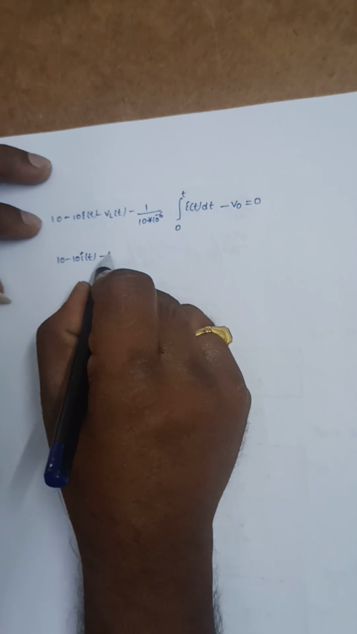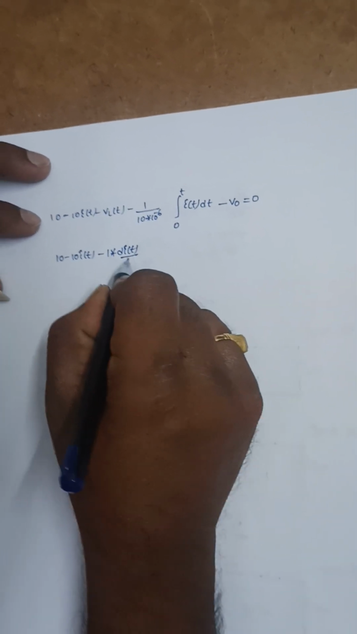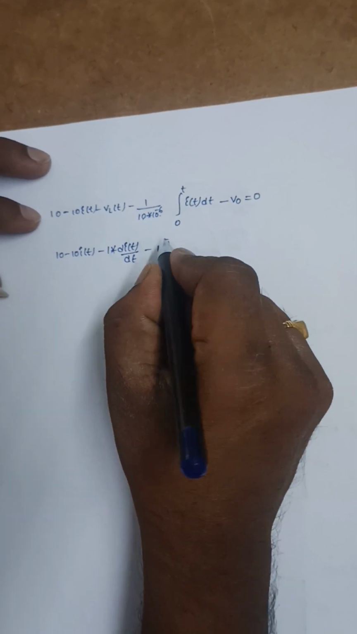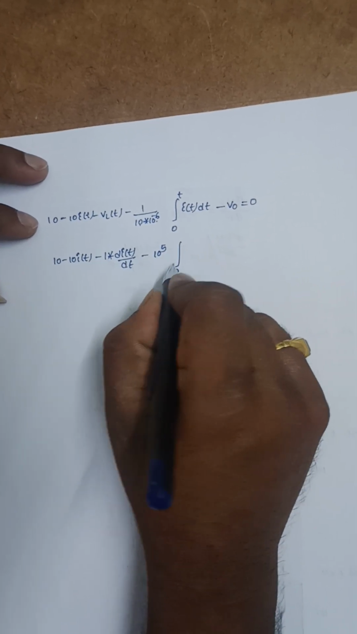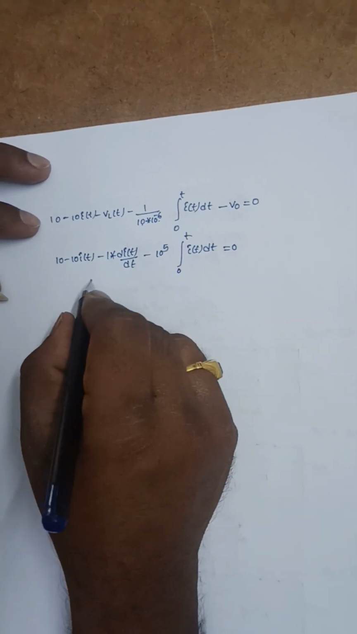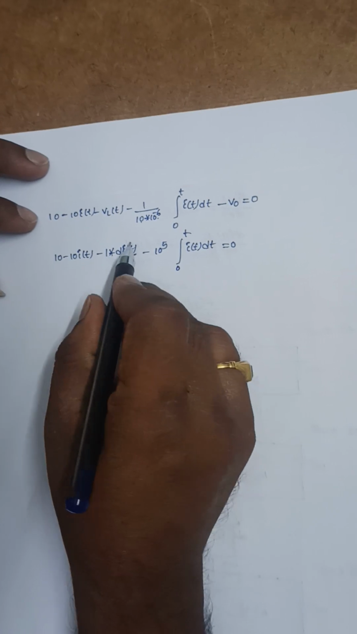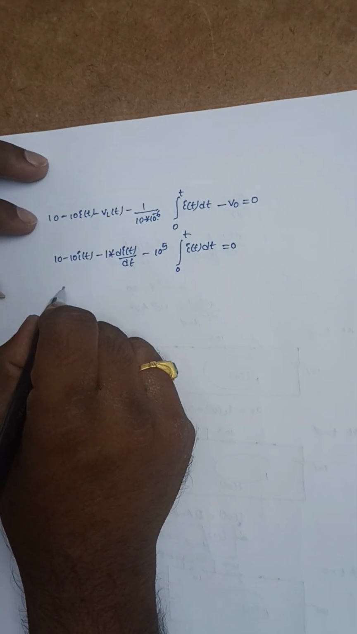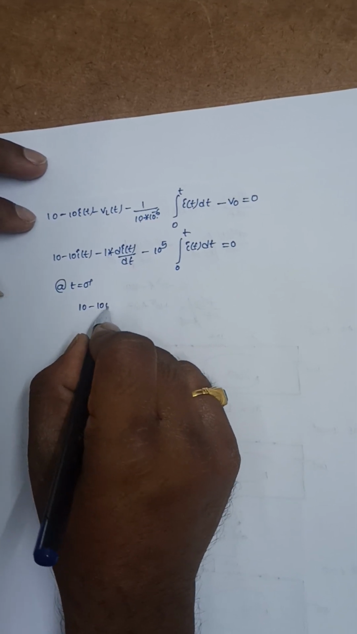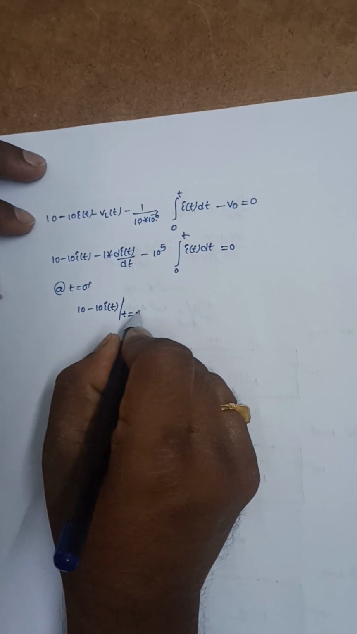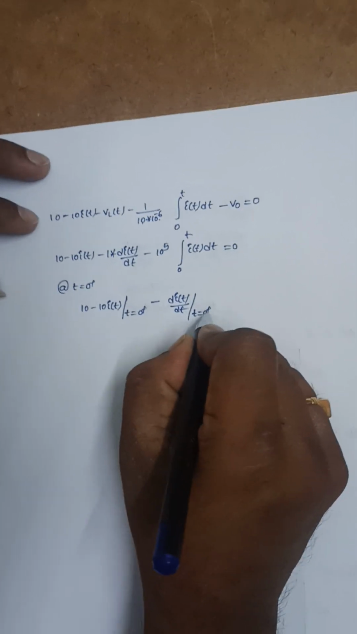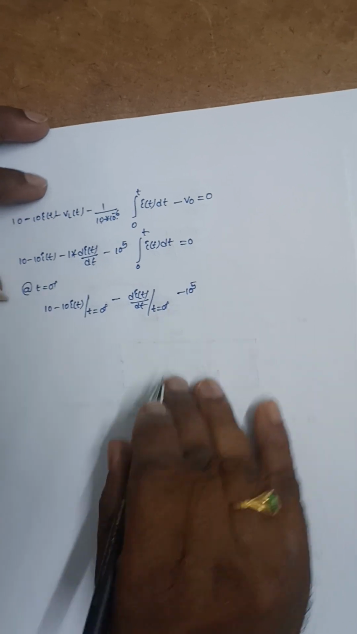So 1 into di of t by dt minus 10 into 10 power minus 6, it is 10 power 5. If I bring it to the numerator, it will become 0. So integral 0 to t I of t dt. Anyway, this v0 is 0. Now what I have to find here is di by dt at t is equal to 0 plus. So at t is equal to 0 plus, if I write this expression 10 minus 10 into I of t at t is equal to 0 plus minus di of t by dt at t is equal to 0 plus, it is minus 10 power 5.